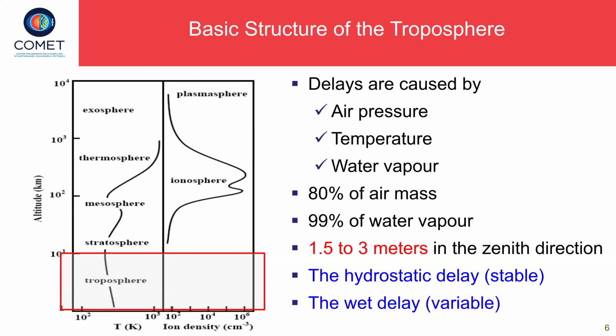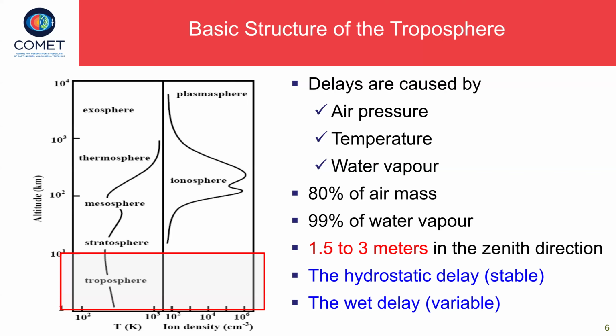So this is the basic structure of the troposphere. It contains 80% of the air mass and 99% of water vapor. Because the tropospheric delay is mainly caused by air pressure, temperature, and most importantly by water vapor. So that's why tropospheric delay happens mainly in the troposphere.